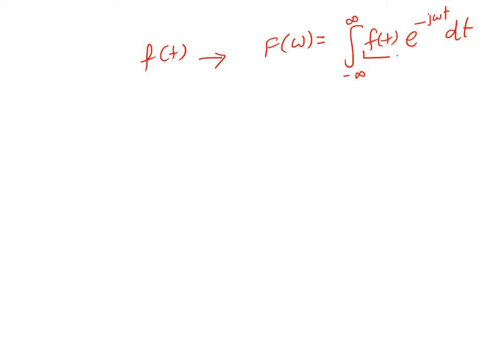So for any aperiodic signal, we can get its Fourier transform, and we solved different examples for the rectangular function, exponential, impulse, and so on. For the exponential function, we did an example. For the rectangular function, we did an example. For the impulse function, we have solved one example.